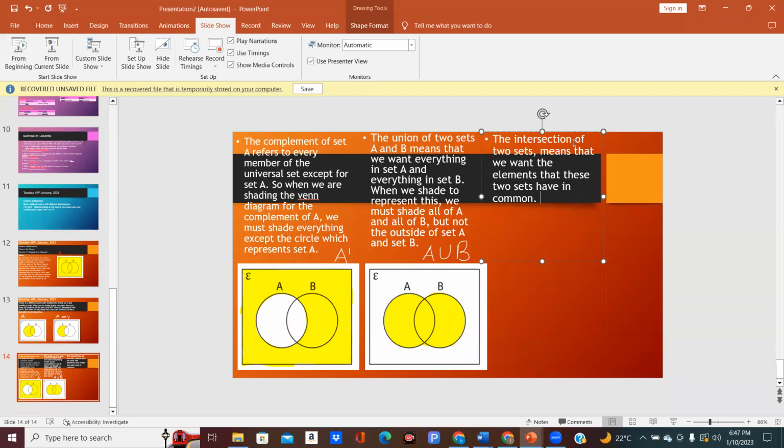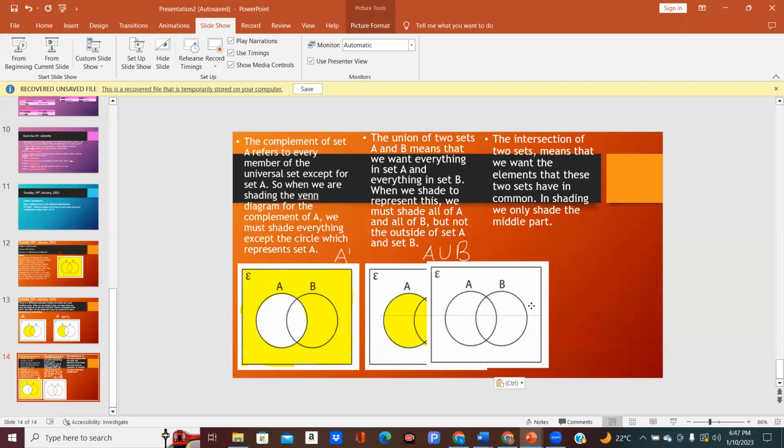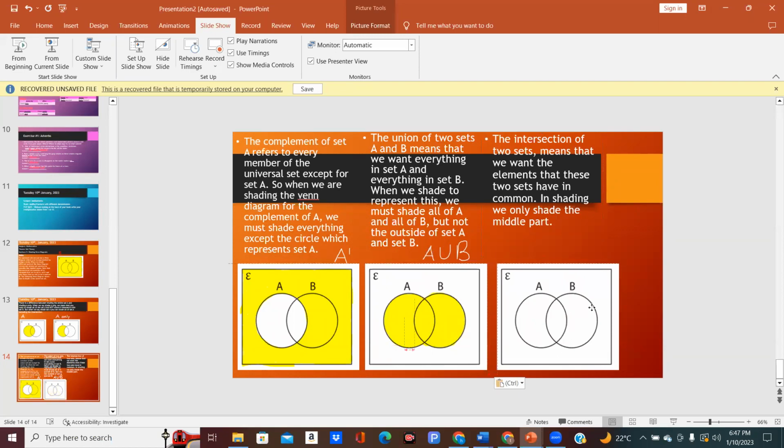The intersection of sets means that we want the elements that these two sets have in common. So in shading, we only shade the middle part. That's the intersection, okay? And that's easy, to shade the middle of them. All right, so let's shade it.